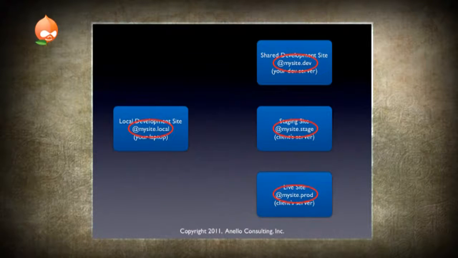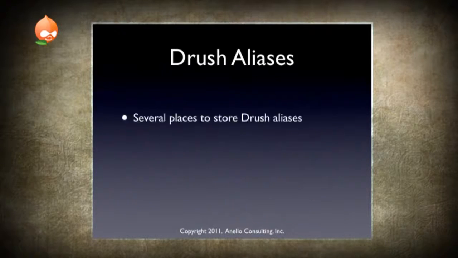So that we'll be able to eventually, from our local command line, go drush at mysite.stage, cc all. What will that do? That will clear the cache on the staging server without having to explicitly SSH into it. And then later on, when we start syncing databases, we can use these aliases to say basically sync production database to my local database. But first, we have to create some aliases.